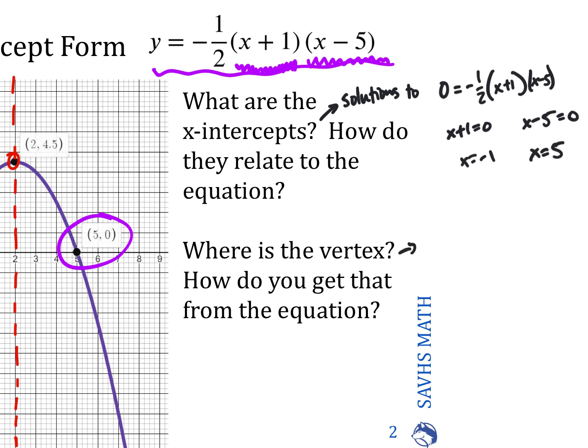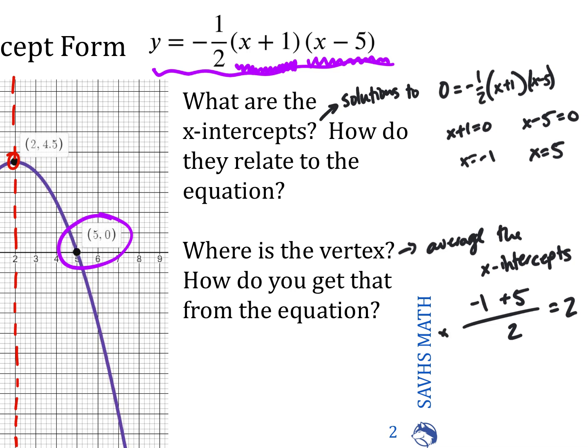To get to the vertex, we average the x-intercepts. So we do negative 1 plus 5 over 2, and we're going to end up with 2. So that's the x value. And then what we do for y is we put in 2, so we do f of 2. That's what we talked about last week. But then we also can put those numbers in there. That's really what that means to do, and the math will spit out 4.5. So that's why that coordinate is 2, 4.5 right there.